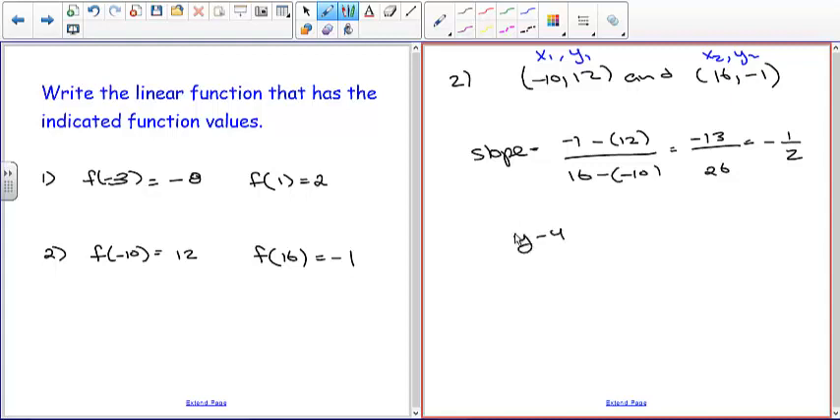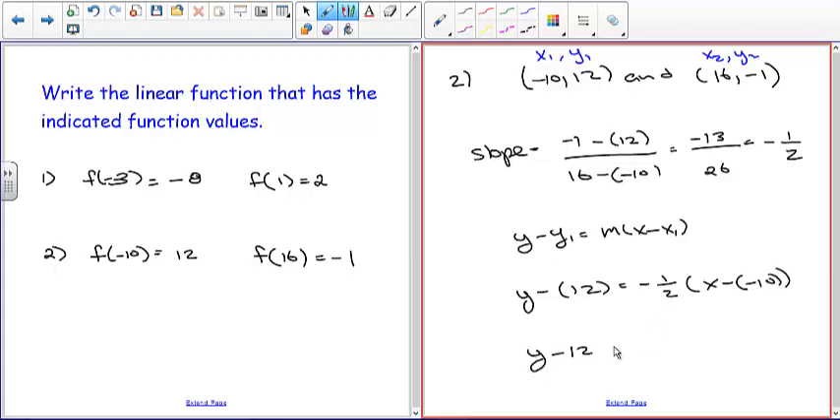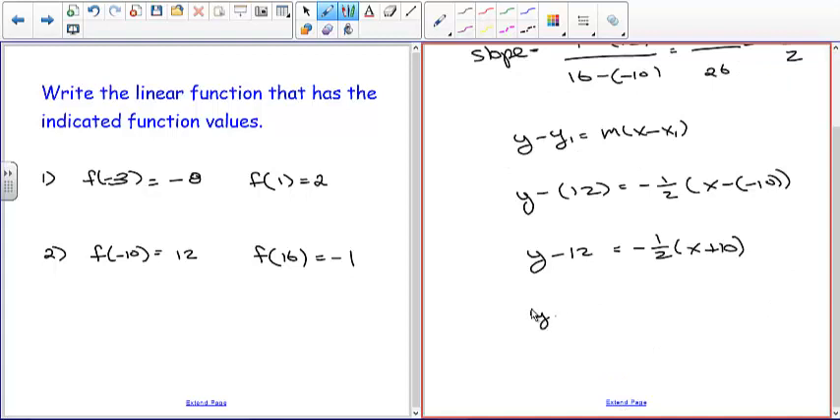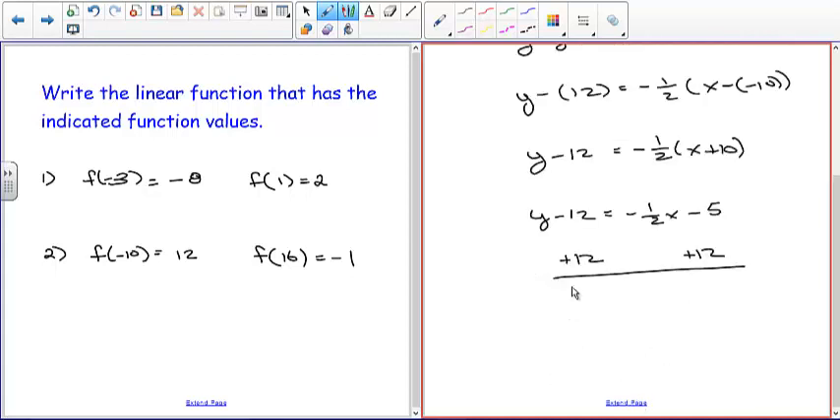And then we use the point-slope form, linear equation. So you get y minus y1 is equal to slope times x minus x1. So we get y minus 12 is equal to negative 1 half times x plus 10. Multiply out the right-hand side. So negative 1 half times 10 is negative 5. 10 divided by 2 is 5. Negative times positive is negative. Okay, then we're going to add 12. So that's y equals negative 1 half x plus 7. There's your answer.